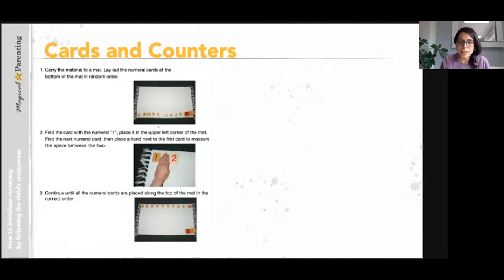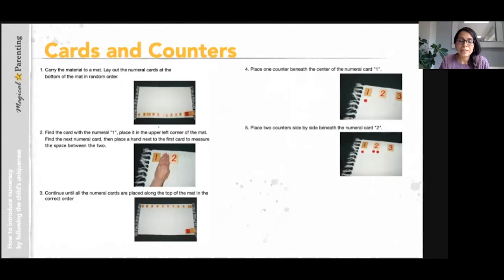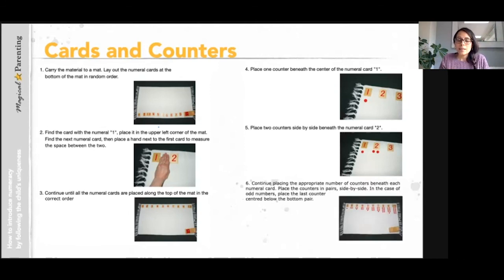So if they did it, perfect, then you can start to explain how to put the counter. So you say, okay, so what is this? We say this 1, he will say 1. So we need to put 1 counter, and you put 1 counter under the 1. Number 2, when they put 2 counters, you need to explain they need to go like pairs, like together, like couples or partners or something together. So you put 1 and 2. And it's important they are put in this way. So if it's 4, there will be 2 pairs. If it's 6, there will be 3 pairs. And they will look like this at the end, from 1 to 10.